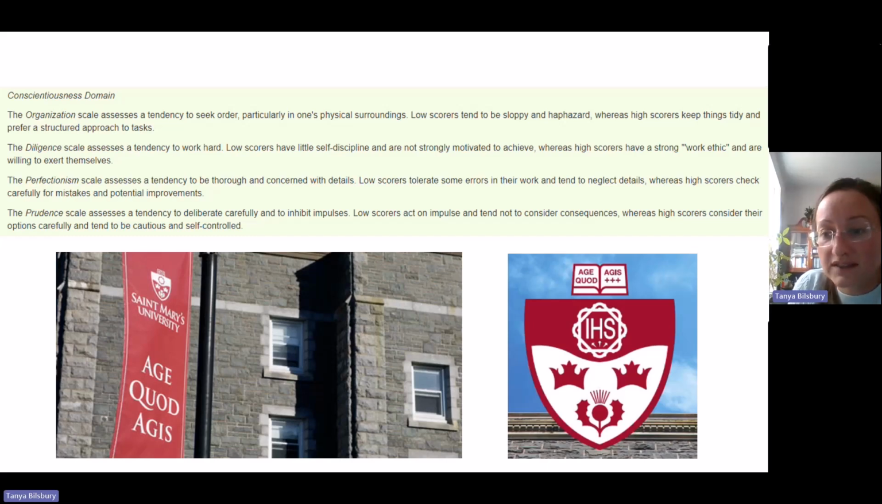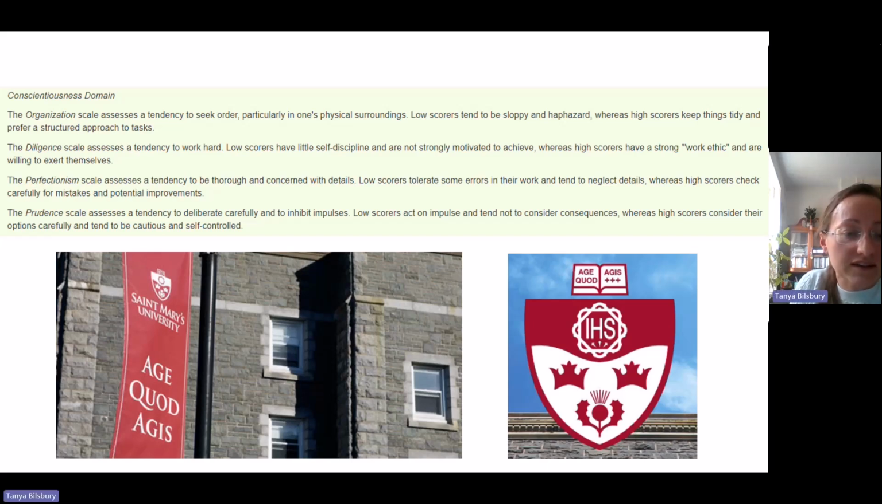Perfectionism is about detail orientation. So people who are high in perfectionism want to dot their I's and cross their T's, right? But those who are low in this trait would seem more sloppy, have more errors in their work. Prudence is about showing good judgment, thoughtful deliberation, thinking about consequences, whereas those who are low in prudence are more impulsive.